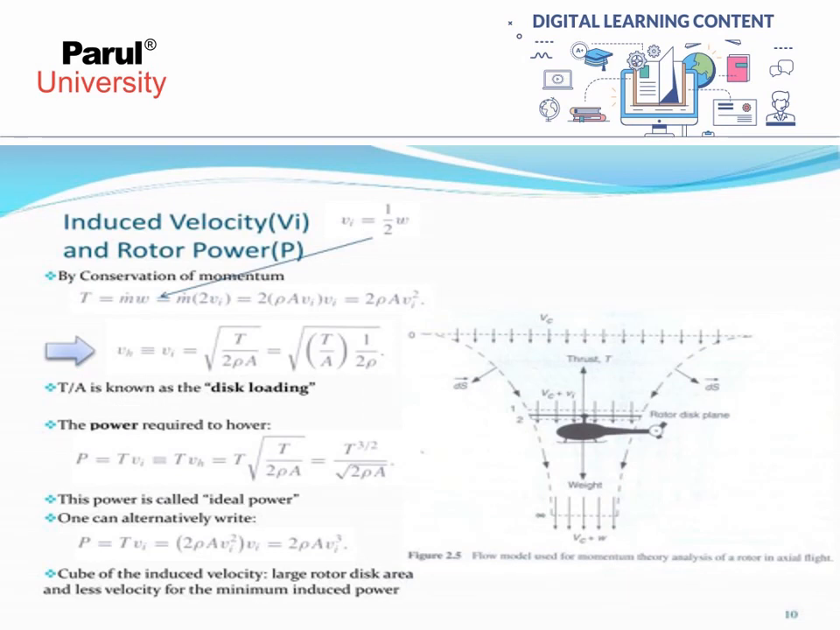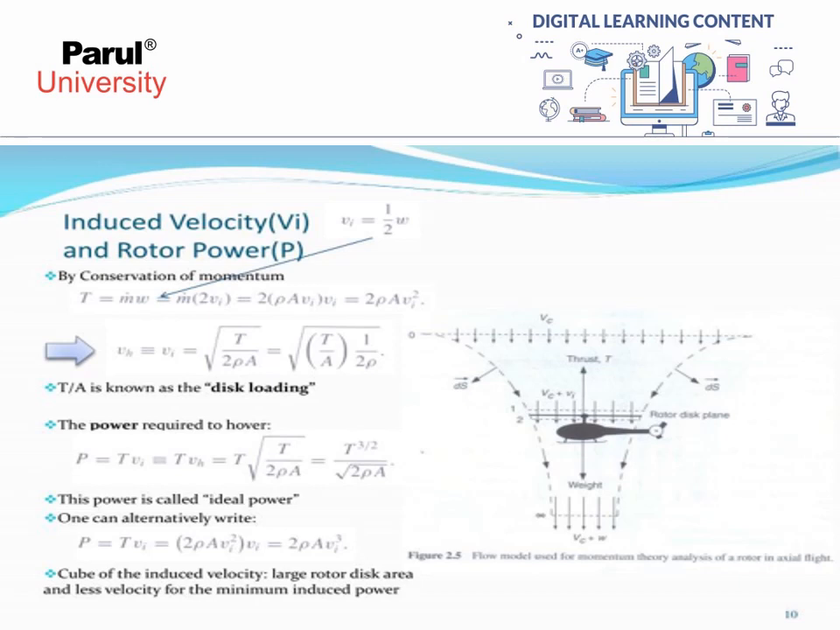Now the induced velocity Vi and rotor power P, where Vi is equal to 1 upon 2 of omega. By conservation of momentum, T is equal to mass flow rate into omega is equal to mass flow rate into 2 Vi, or is equal to 2 into rho A Vi into Vi, or we can say 2 rho A Vi square. Vi is equal to square root of T by 2 rho A, or we can say square root of T by A into 1 by 2 rho. T by A is known as the disc loading.